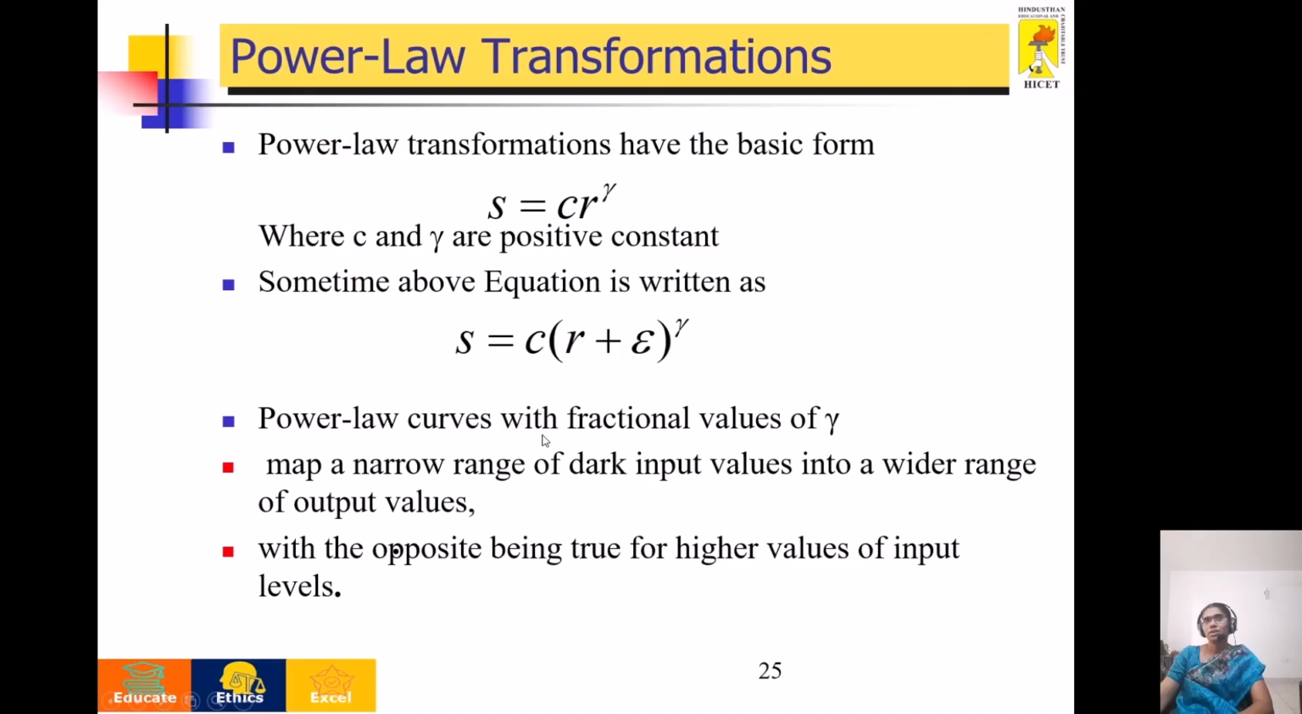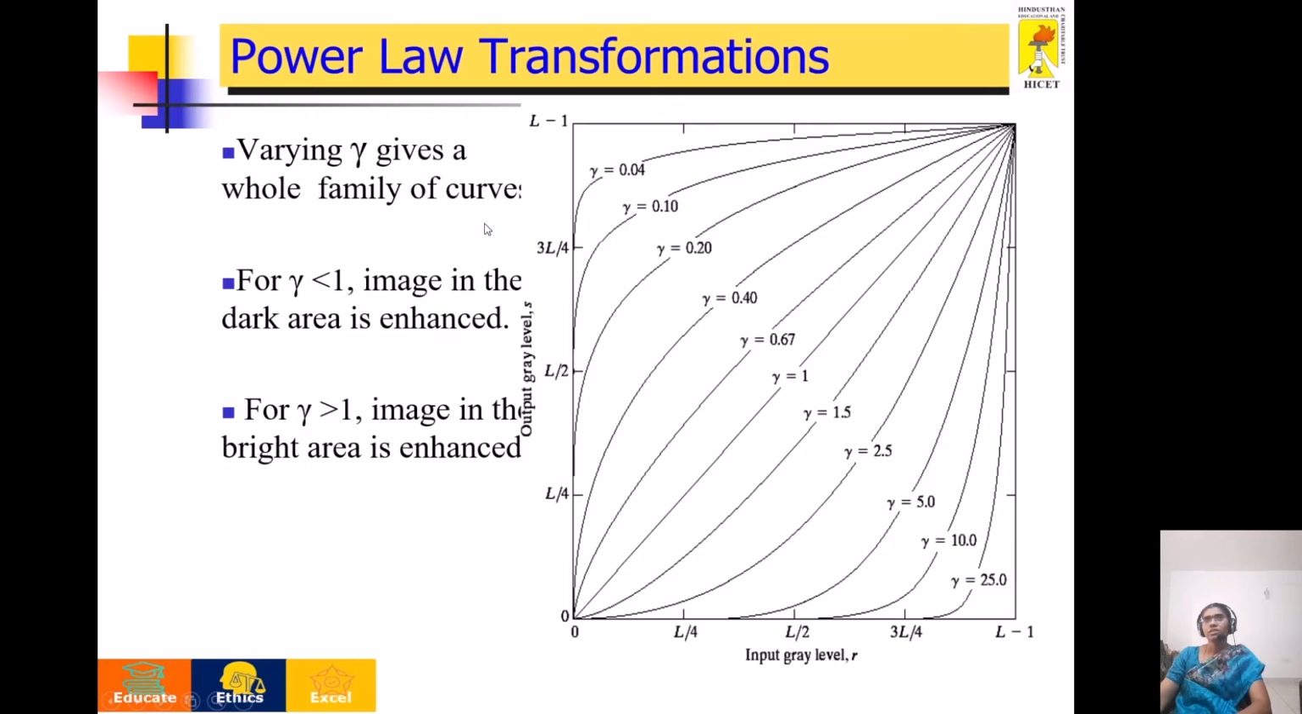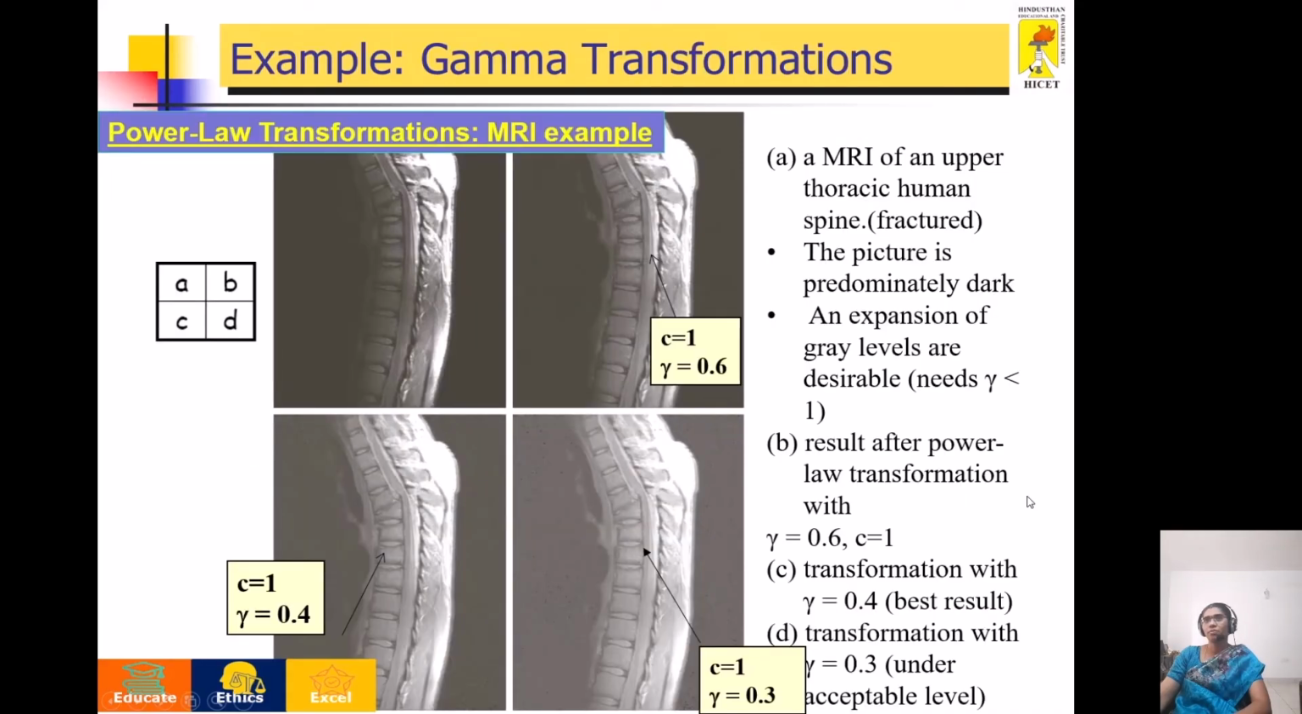The next transformation is power law transformation, which is given by the expression of output gray levels S equal to C into R power gamma, where C and gamma are constants. So this value of gamma determines the level of enhancement which you are providing. Varying this gamma value, we are able to get the enhancement. For example, if gamma value is less than 1, the dark area is enhanced, like log transformation. When gamma is greater than 1, bright area is enhanced. Brightness is increased actually. We will see with the example.